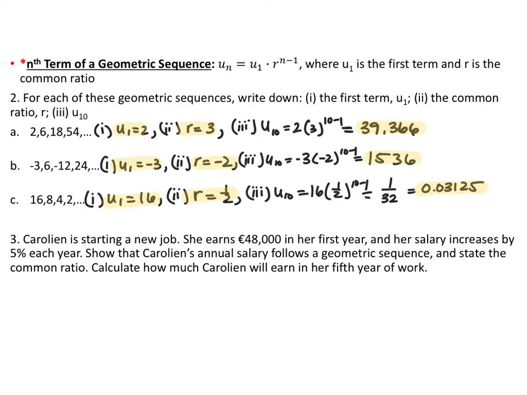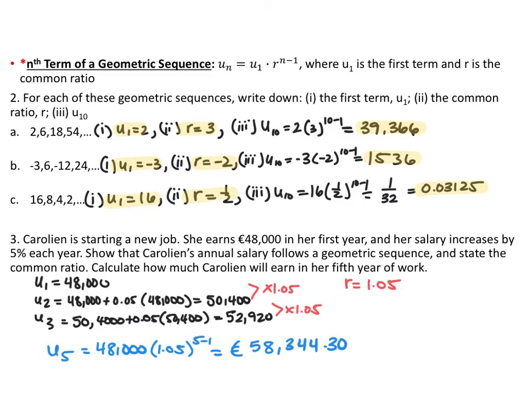For the next example, it says Caroline is starting a new job and she earns 48,000 euro in her first year, and her salary increases by 5% each year. We want to show that Caroline's annual salary follows a geometric sequence, state the common ratio, and calculate how much she will make in her 5th year.